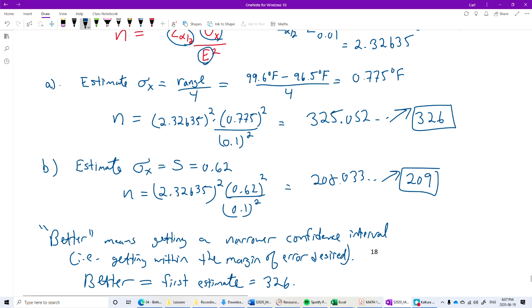Now, better could also mean which one will cost us less time and money. In that case, it would mean the smaller n will be better. But the problem with that is it might not give us the margin of error that we wanted. It might give us a larger margin of error in the end, and we would be disappointed because we'd have a result, but it would be kind of a vague result. We would say the body temperature mean is between this and this, but it's a very wide range.